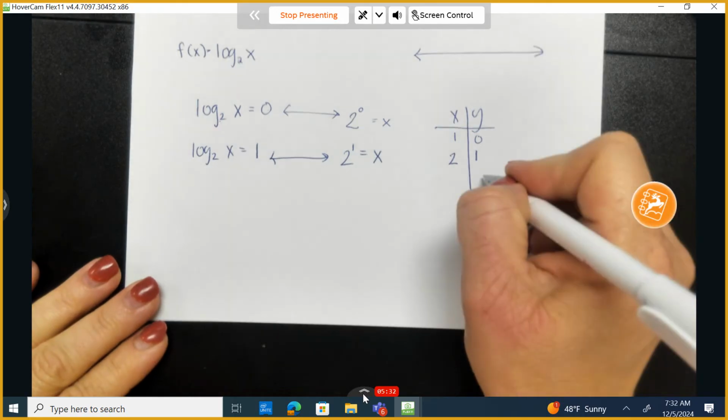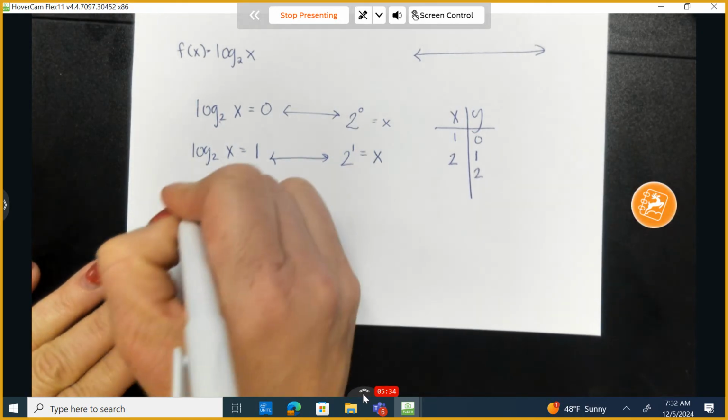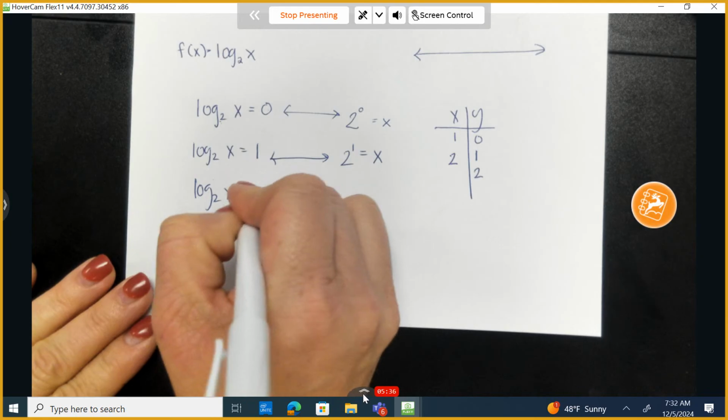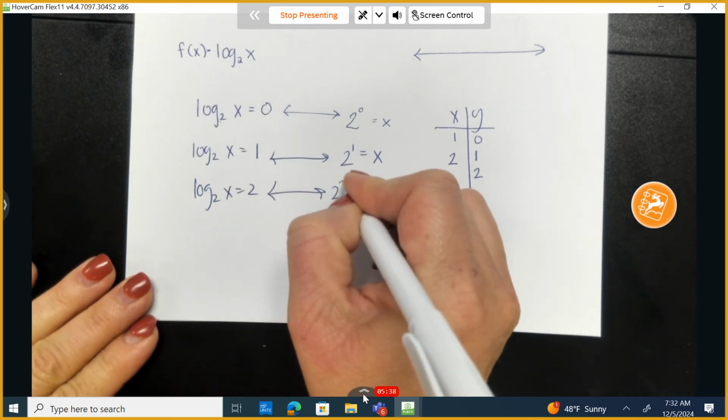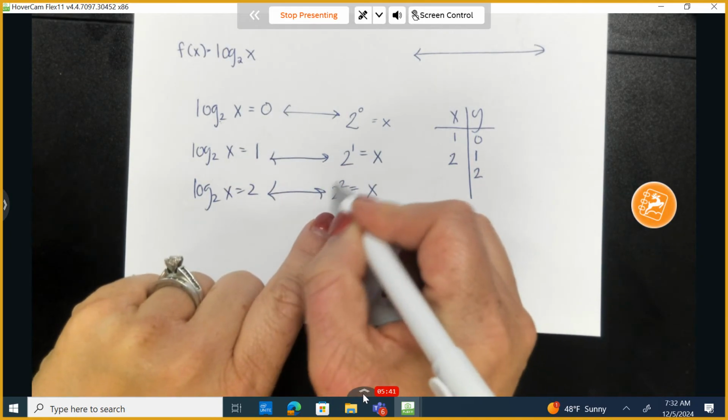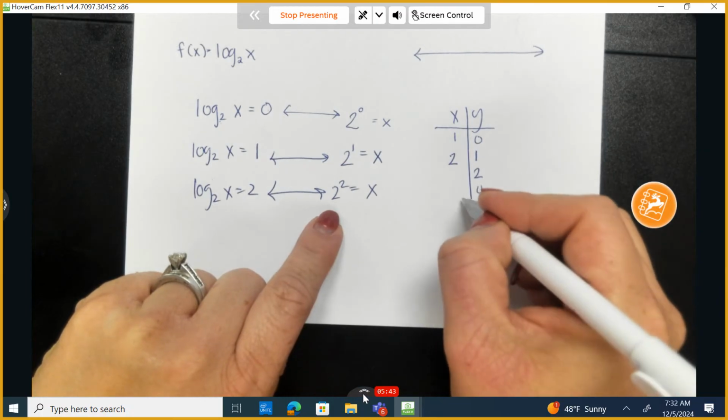Let's switch this up, and now let's make this one more time. Let's do an easy one here. Log base 2 of x equals 2. So 2 to the 2 equals x. So I can see my output here. My output is 4, and my input is 2.